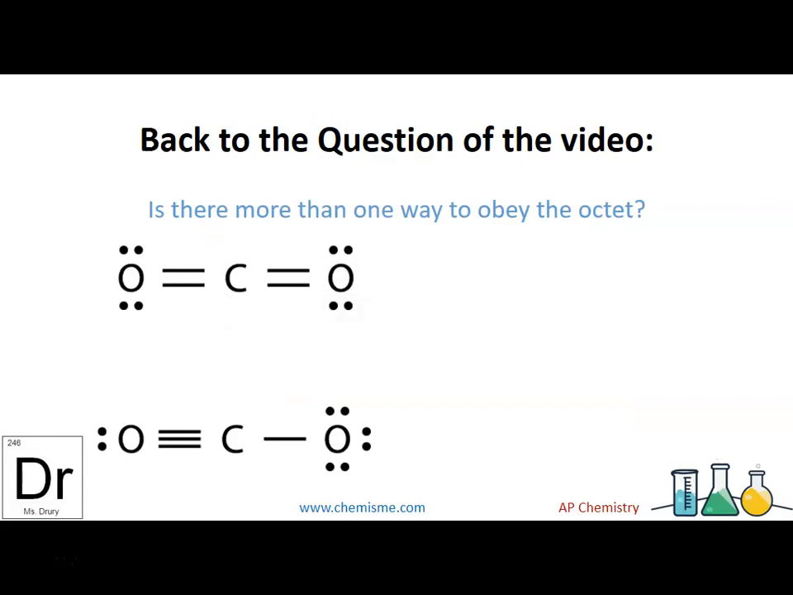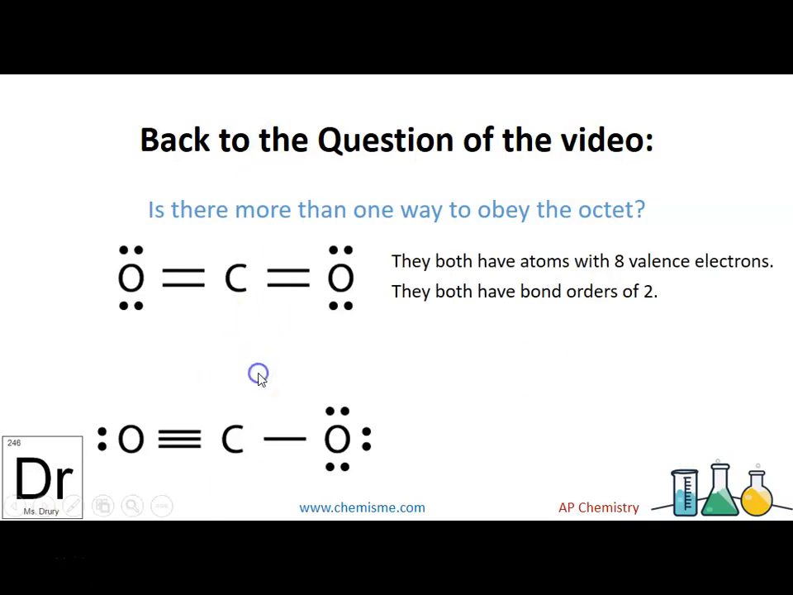So back to the question of the video, is there more than one way to obey the octet? Yeah, these both obey the octet, but is one of them better than the other? They both have 8 valence electrons. They both have bond orders of 2, right? Whether it's double bonds or an average of 3 and 1. And they both have a linear geometry. So it honestly doesn't matter which way you want to draw it so far, until you get to formal charge.